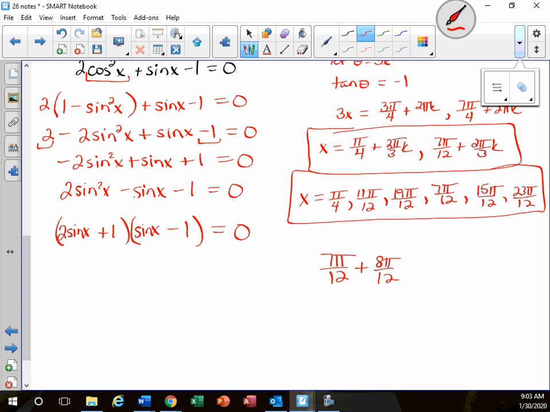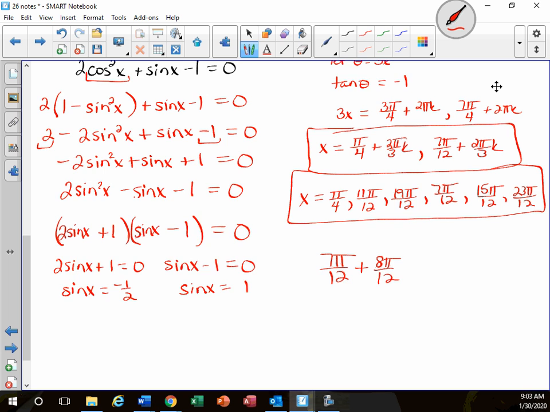Great. All right, guys. So from here, again, this is back to what we were doing on day 1. What do I do with each of these factors once I get to the factor? Yeah, separate them, set them equal to 0. Remember, this is where you have to have a 0 on one side of your equation. So I'm really looking for where does sine equal -1/2 and where does sine equal 1.